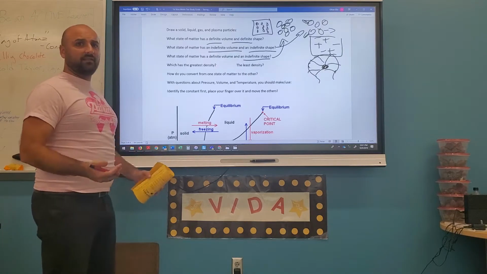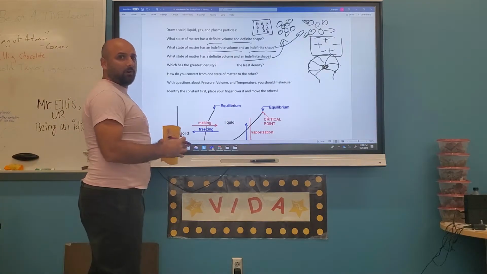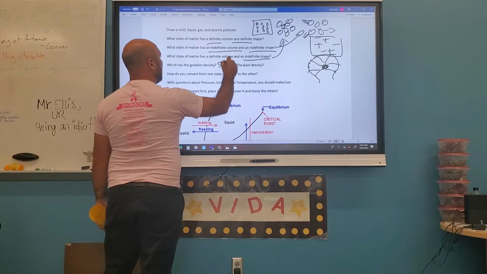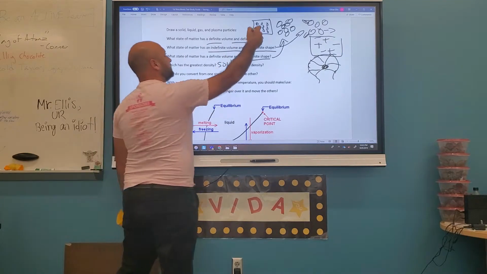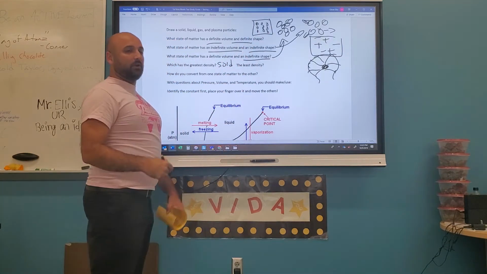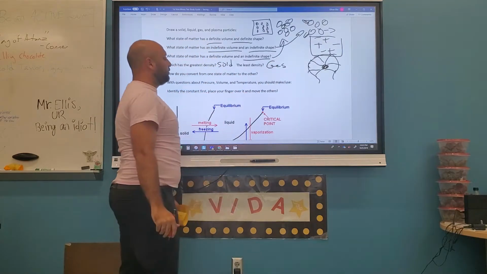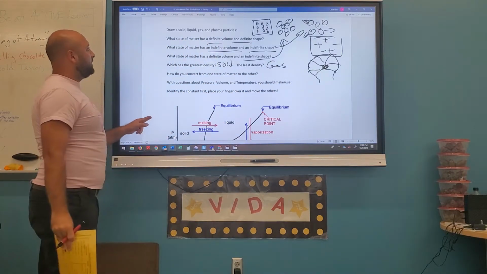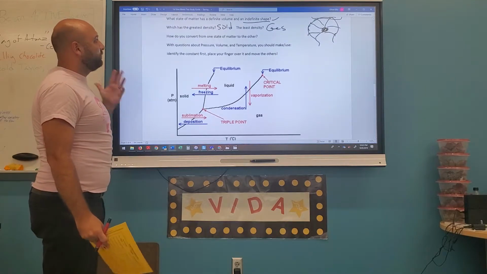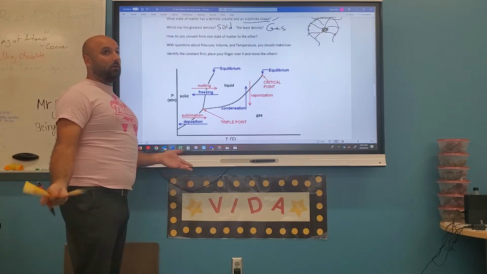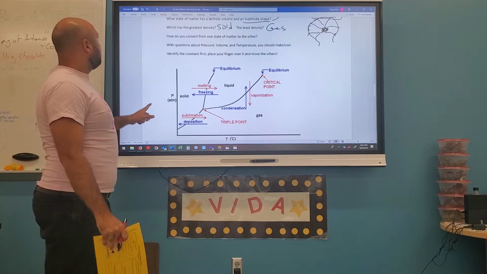Which one has the greatest density? Density is how closely packed the particles are. So that's going to be your solid. It's really closely packed. You have a lot of really strong bonds between the atoms there. Which one has the least density? That's going to be your gas. Particles are more spread out. How do you convert from one state of matter to the other? Pretty straightforward: adding energy or taking energy away.